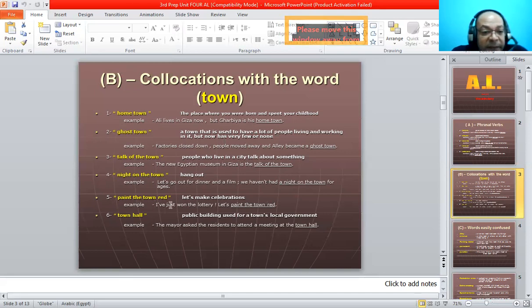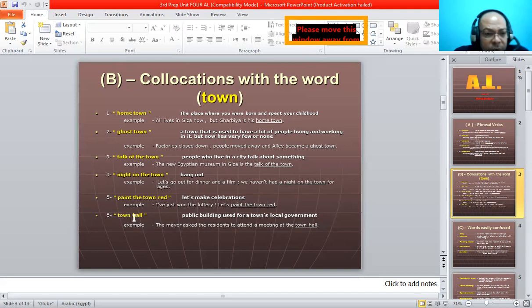Number 5, paint the town red. Meaning, let's make celebrations. Example, I have just won the lottery. Let's paint the town red. يعني أنا لسه كاسب جائزة يا نصيب, عايزين نحتفل.